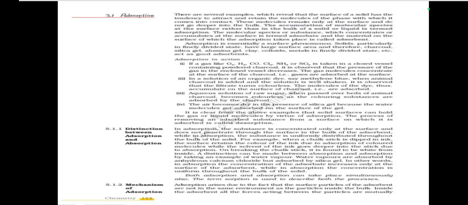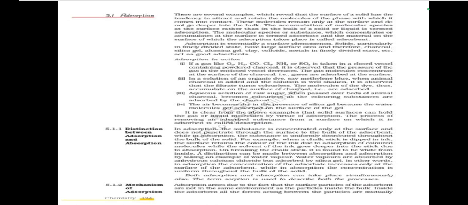Distinction between adsorption and absorption. In adsorption, the substance is concentrated only at the surface and does not penetrate through the surface to the bulk of the adsorbent. While in absorption, the substance is uniformly distributed throughout the bulk of the solid. A chalk stick dipped in ink retains the color of the ink at its surface in adsorption, while in absorption the ink goes deeper into the stick. On breaking the chalk stick, it is found to be white from the inside. The distinction can thus be made between absorption and adsorption.